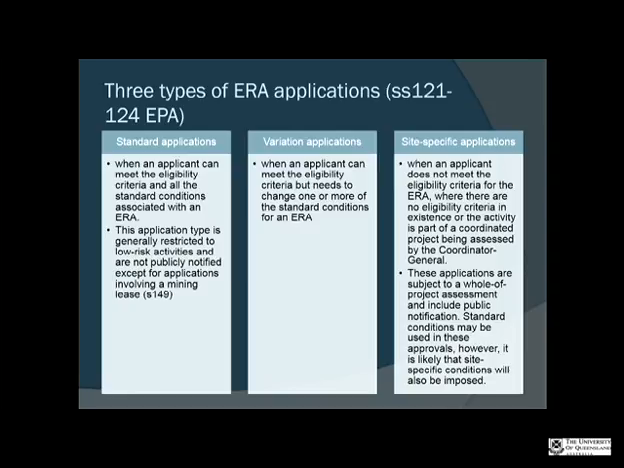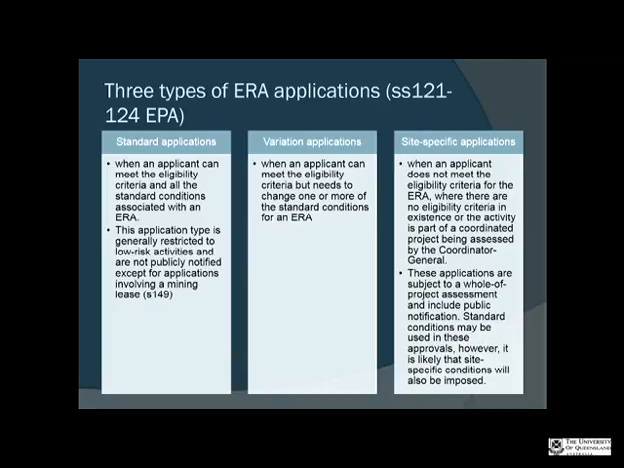So you would have seen slides before where I've talked about environmentally relevant activities. There are three different types of applications: a standard, a variation, or a site-specific. A standard one means you're going to meet all the standard conditions of approval associated with the environmentally relevant activity. So it's usually low-risk activities, low risk of environmental harm, not publicly notified, generally speaking, unless it's a mining lease.